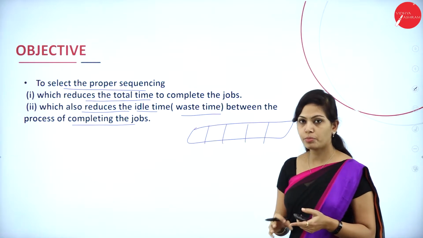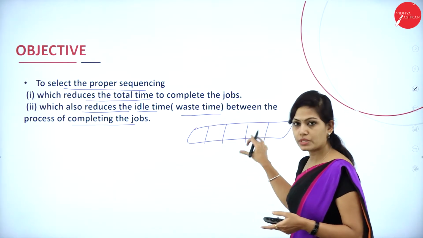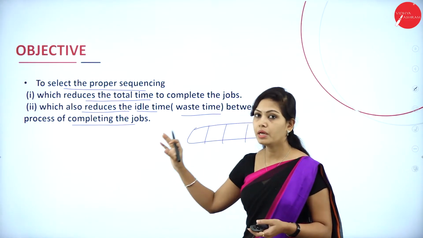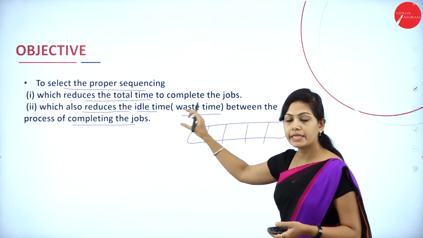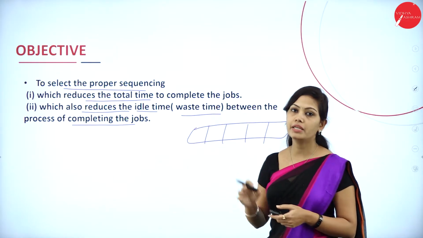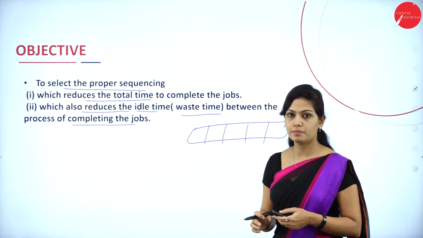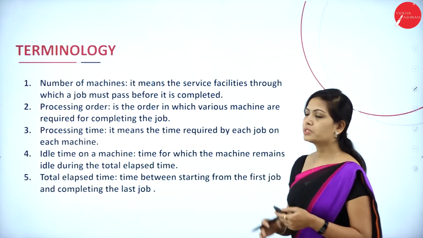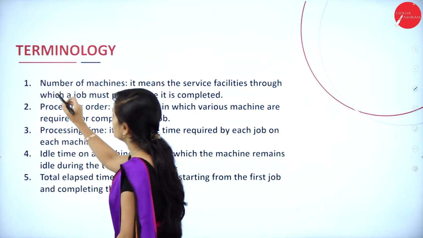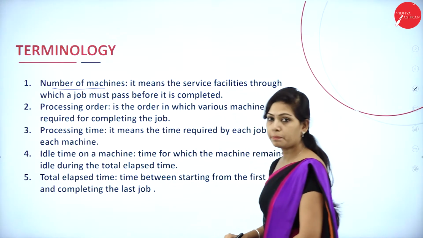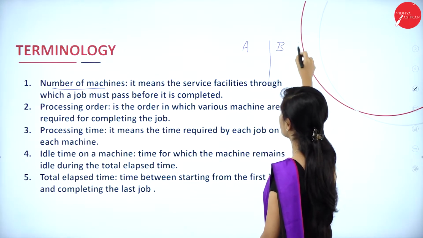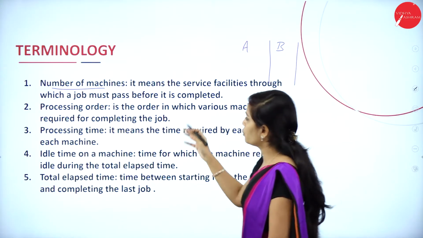So in the sequencing problem, we find the proper sequencing of each job, the total processing time, the idle time, that is the waste time, and also the elapsed time. And we have some terminologies in job sequencing. Which are the terminologies? Number of machines, for example, machine A and machine B, so you have 2 machines.